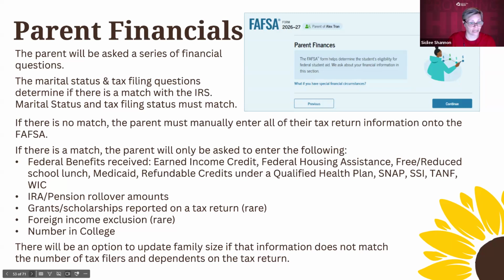And then it is also going to ask about the number in college. So, for example, if you have yourself and 3 siblings that are in college, or you have yourself and a twin that's in college, it's going to want to know that information from the parents. There will be an option to update the family size. And so if the information doesn't match the number of tax filers or dependents, or something has changed, maybe mom had a baby since the last time they filed taxes, this is changeable for specific reasons.